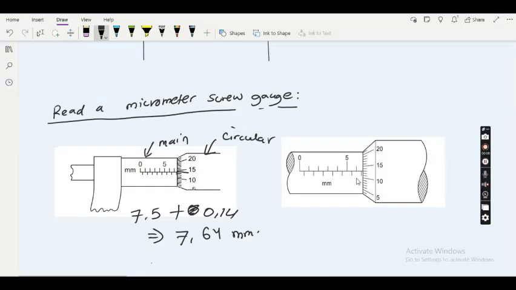Now let's check the value of the other micrometer screw gauge. Here the reading is 1, 2, 3, 4, 5, 6, and there's another 0.5 over here, so that is 6.5, plus the circular scale reading that is around here, so 10, 11, 12, 13, 0.13. So the total reading is 6.63 millimeter. So that's how you can read a micrometer screw gauge.